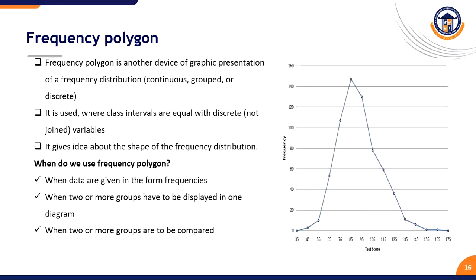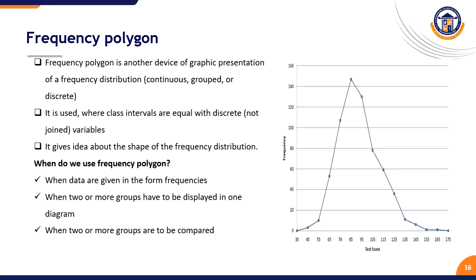Then the frequency polygon. A frequency polygon is another device of graphic representation of a frequency distribution, that means continuous, grouped or discrete data. It is used where class intervals are equal with discrete variables. It gives an idea about the shape of the frequency distribution.